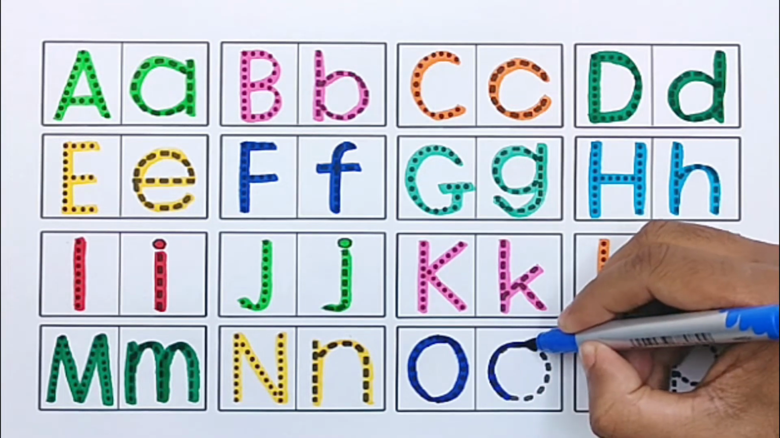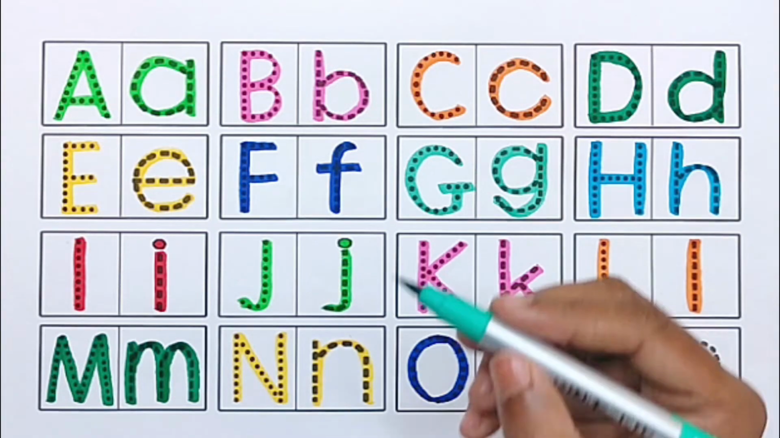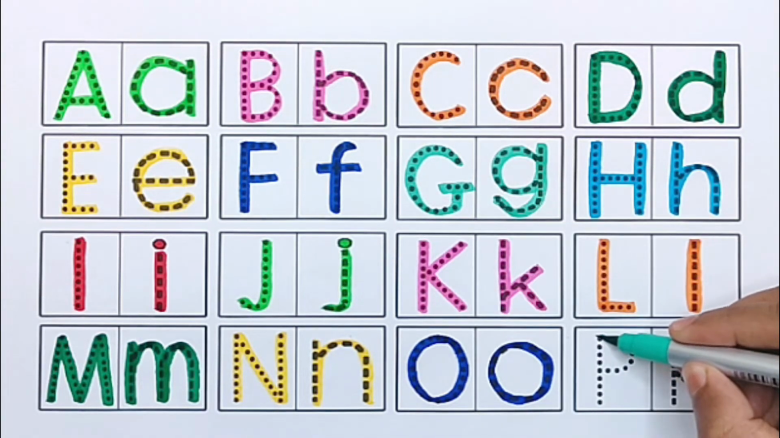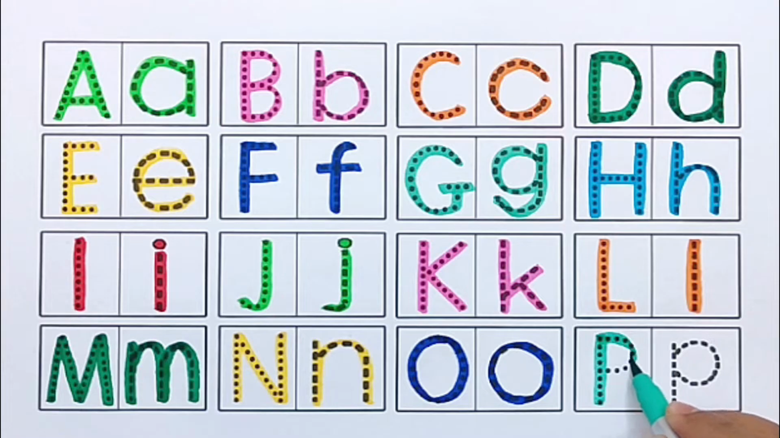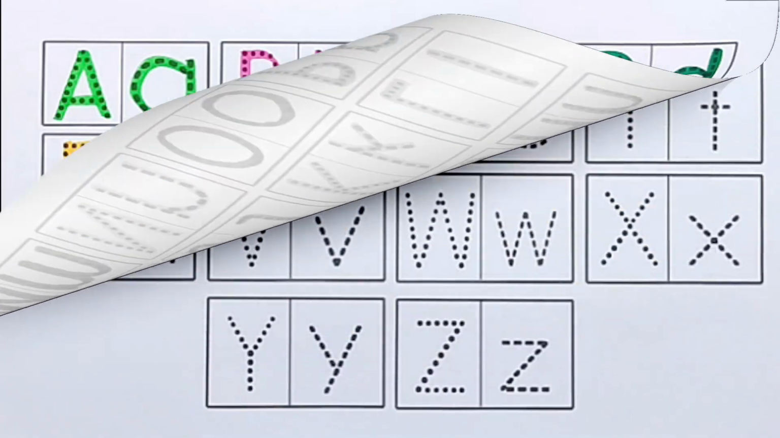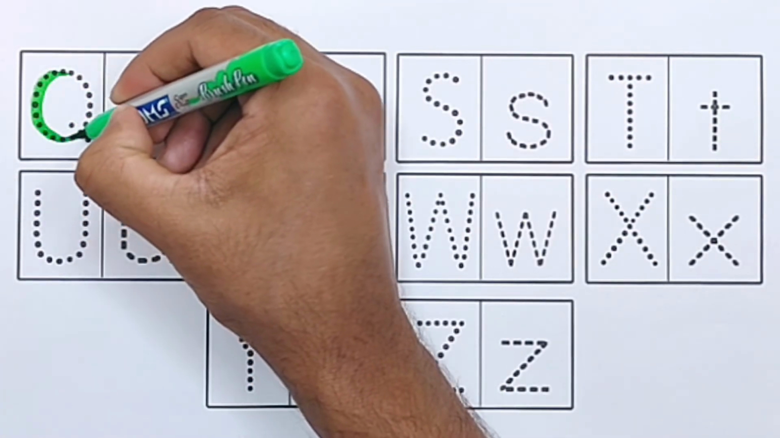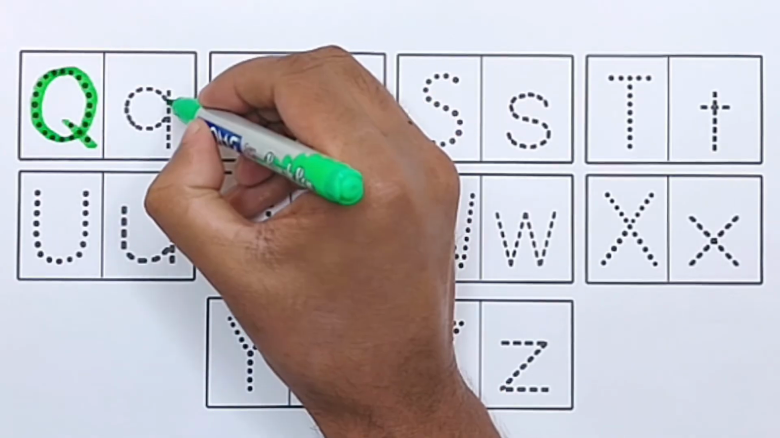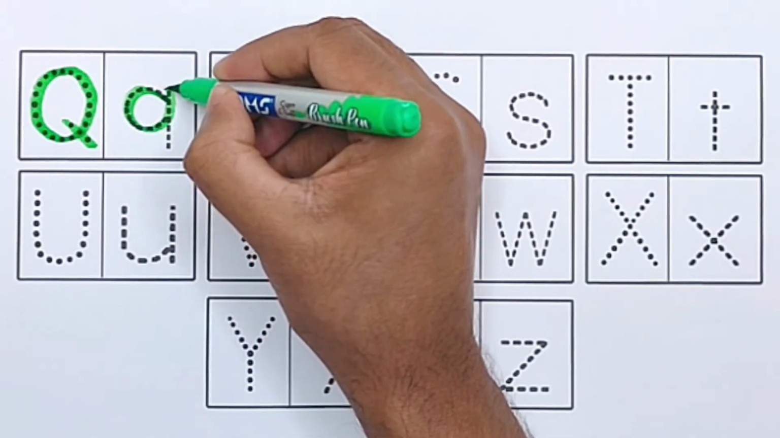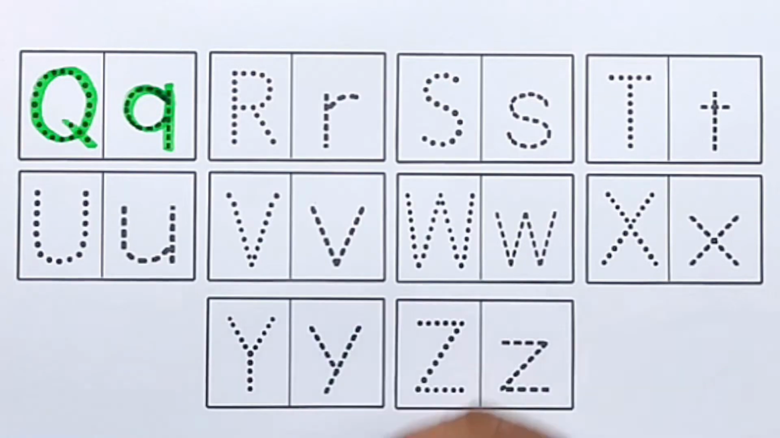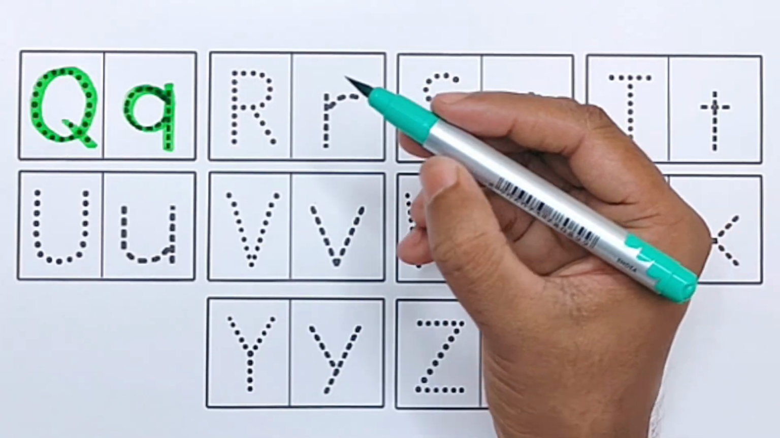O for octopus. Green color. P for pineapple. P for pencil. Light green color. Q for queen. Q for Quran. Green color.